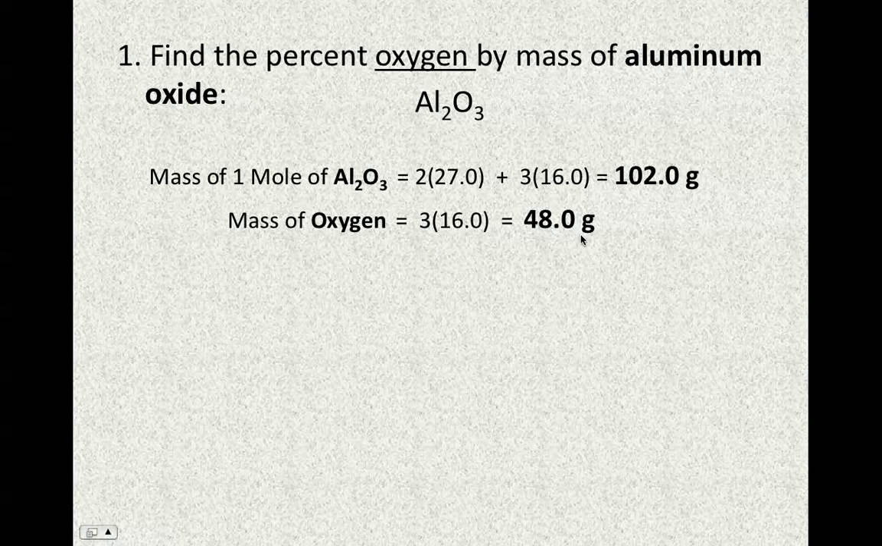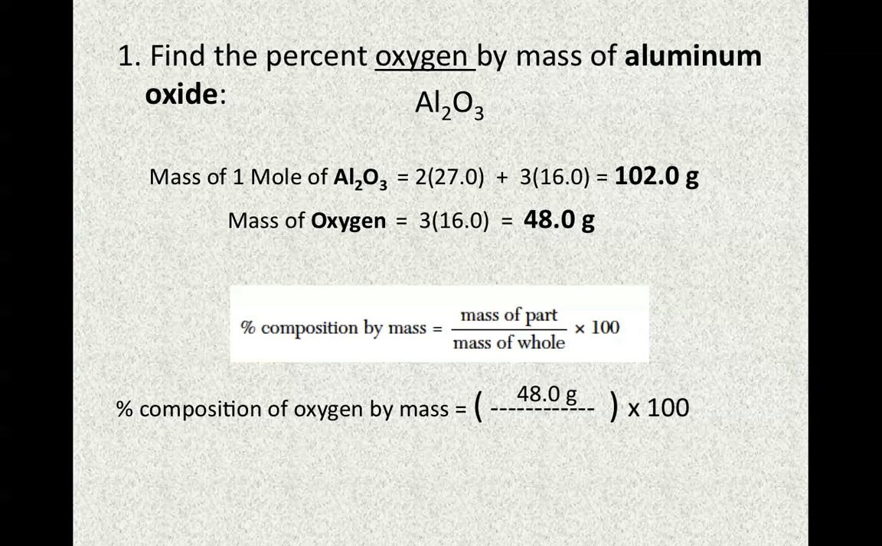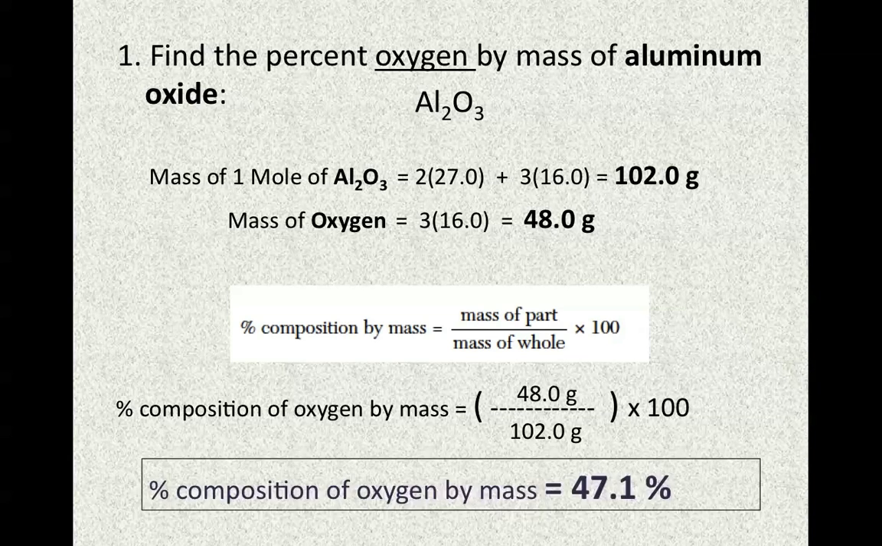Then at that point, once I have the mass of all the oxygen and the mass of the compound, I can then go into my percent composition calculation, filling in the values, again, of oxygen over the compound times 100, which gives me a mass percent of 47.1.